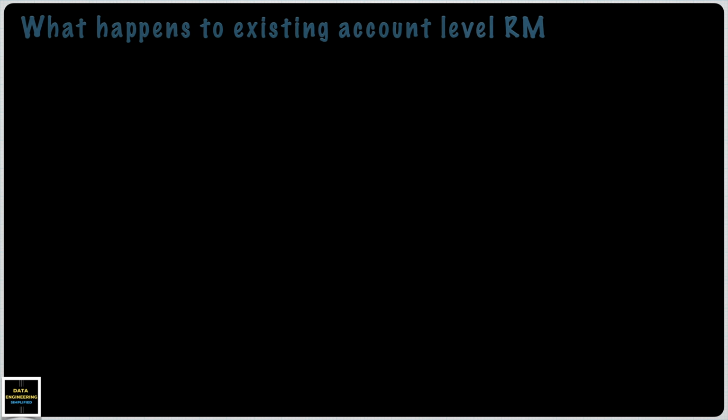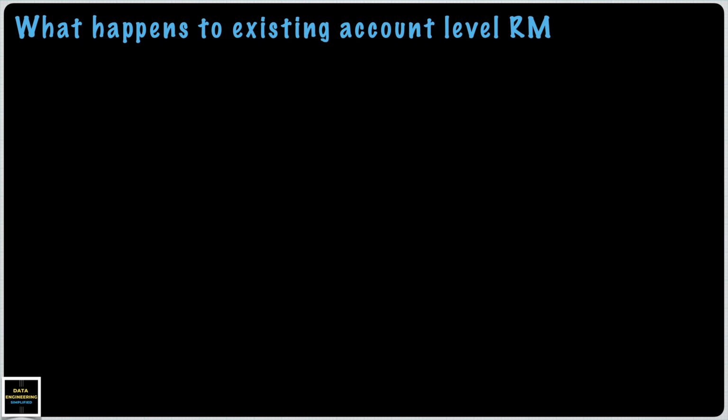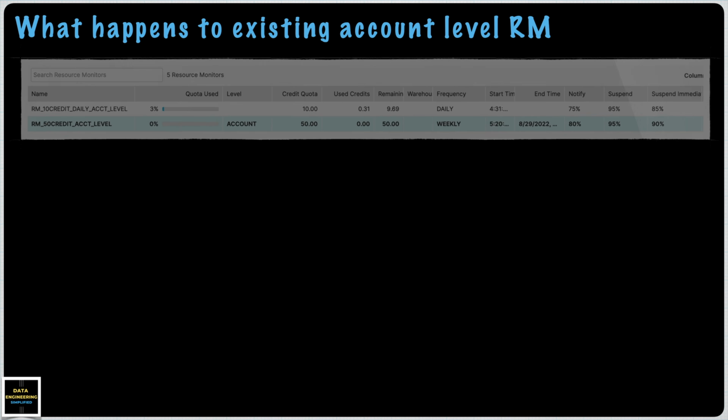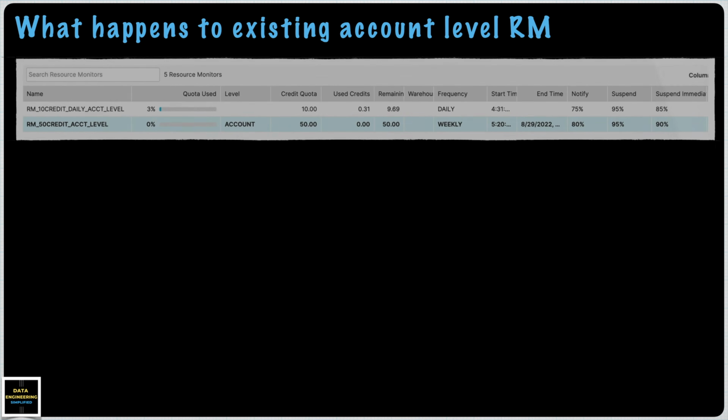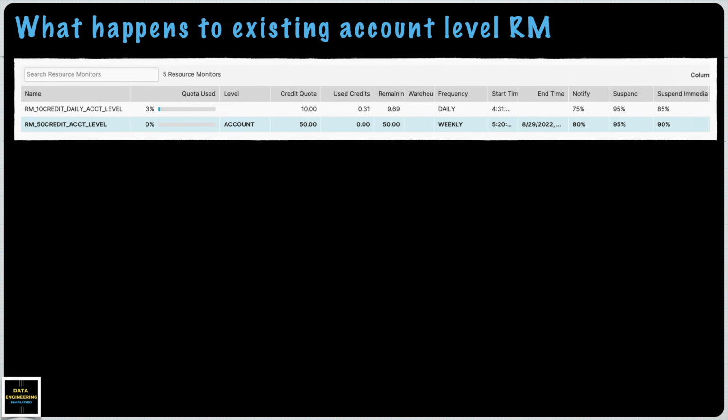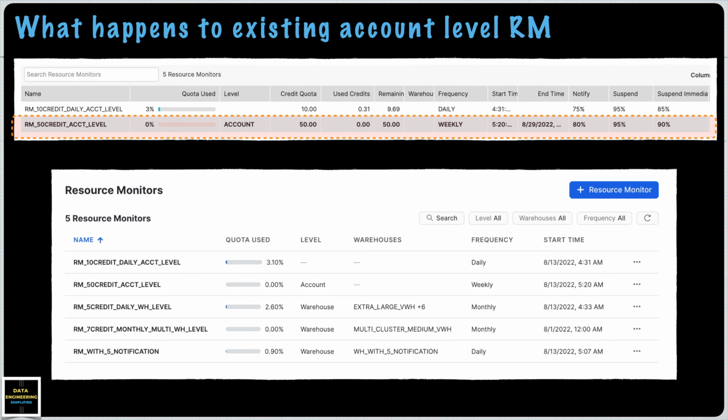So what happens to an existing account level resource monitor when a new one is successfully created? The existing one becomes dormant. However, it continues to appear on the resource monitor screen. You can see how this appears in the legacy web UI. The level column does not have any value. And the same goes with Snowsight.